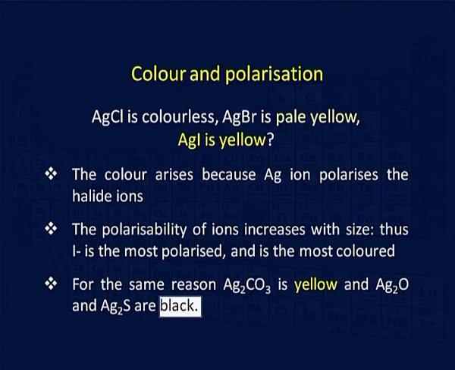Some of the silver compounds, like silver carbonate, are yellow in color, or silver oxide or silver sulphide are black in color. This also can be explained on the basis of the polarization phenomenon. That is to say, in this case also the anion is being polarized by the cation. So, depending upon the polarizability of the anion, we will have a different color of the compound.